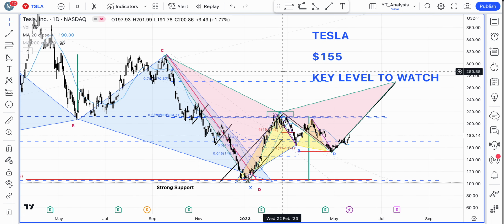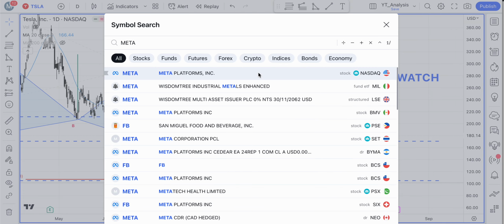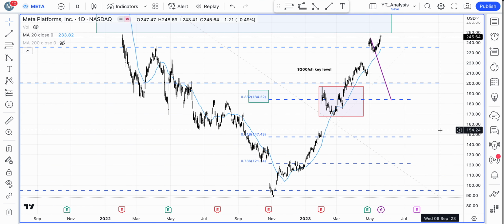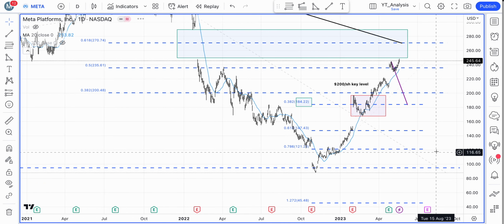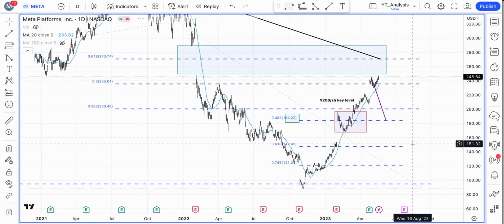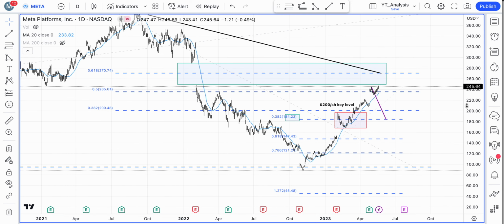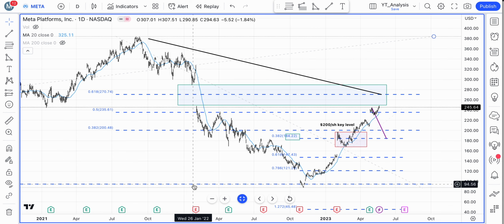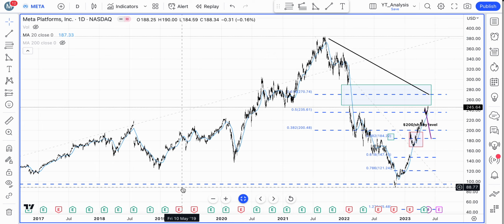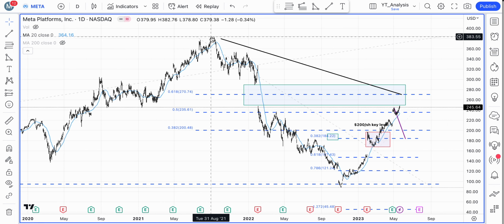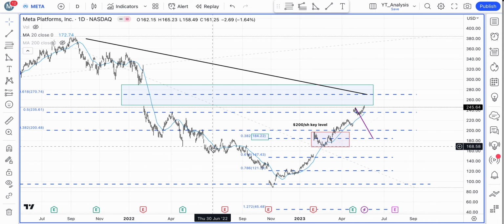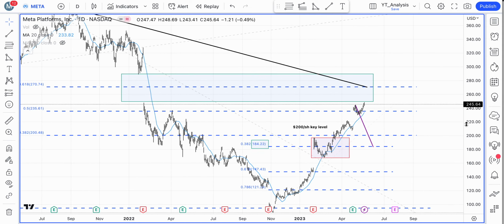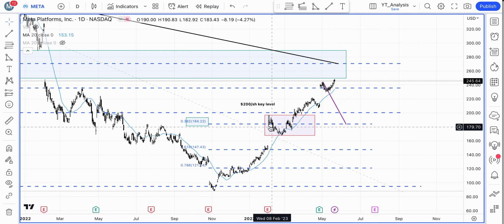Let's move to Meta. Okay, so the Meta stock has been a stock which has performed really well. But also something to note is that the stock went down a lot, in fact down to the 78.6% Fibonacci retracement from the time of its IPO to the all-time highs reached around the $383 per share level. So one of the things that we were really watching in the stock was this key level of around $200 per share, which was the 38.2% Fibonacci retracement.